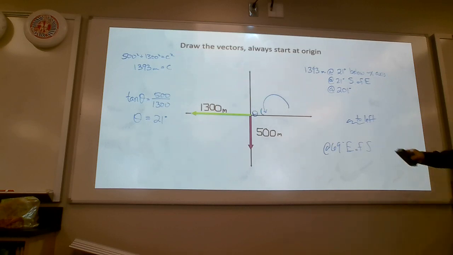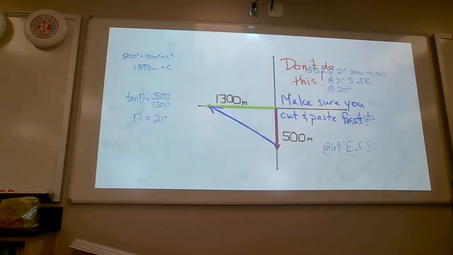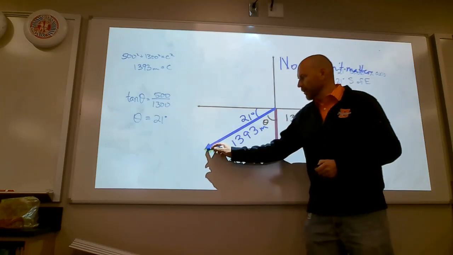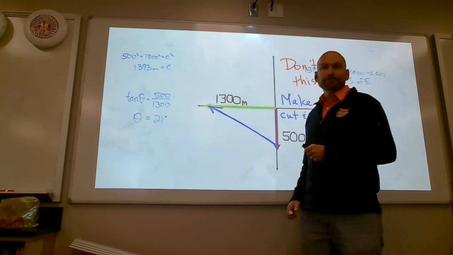Okay. Here's a popular error. You're here and I say, find the resultant. And you're like, okay. Boom, there it is. Okay. You will find the right magnitude, but good luck on the direction. Always remember to cut and paste first. Always remember you have to start at the origin to find your resultant. Draw at the origin, draw away to the final head. Good with that?